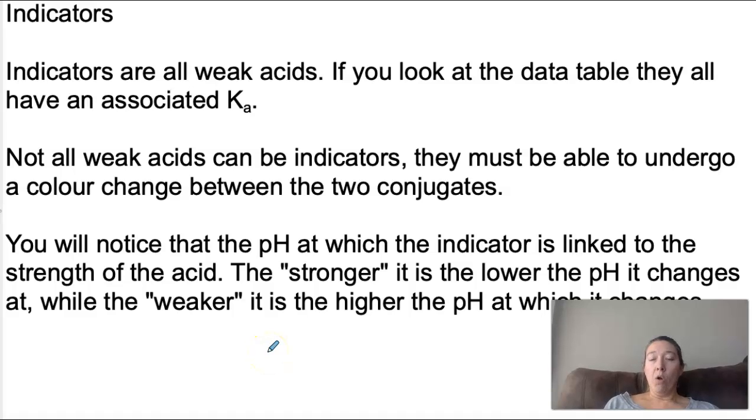So not all weak acids have the ability to be indicators. There has to be a color change. If you think about vinegar, vinegar is colorless and its conjugate, acetate, is also colorless. So it's useless to me as an indicator because it doesn't change colors. So for something to be good as an indicator, there has to be a difference in colors between the conjugate pairs. So either one is blue and the other one is yellow, or one is colorless and the other one has a color associated with it, okay?